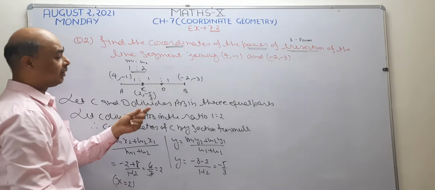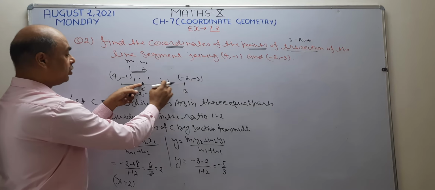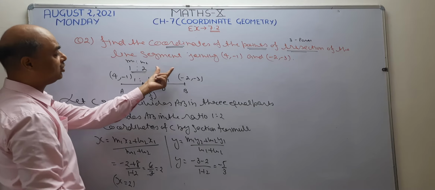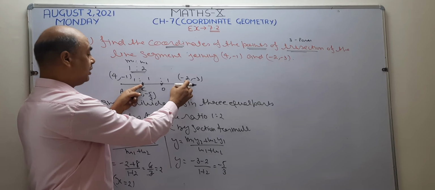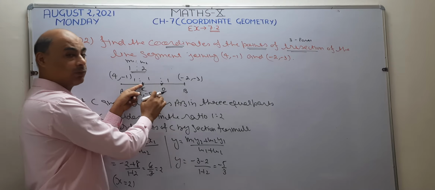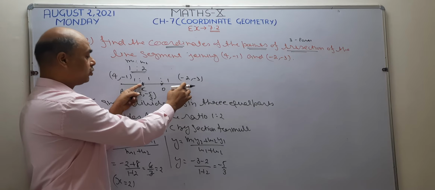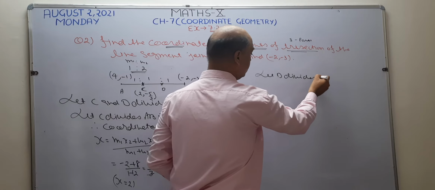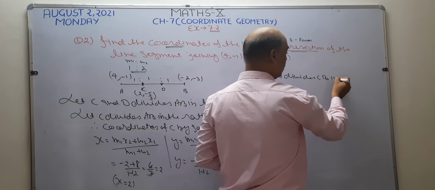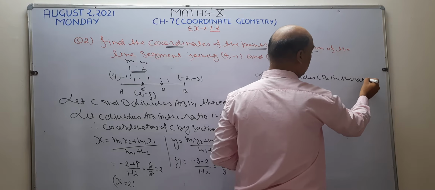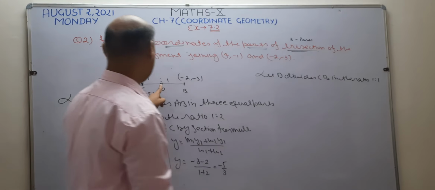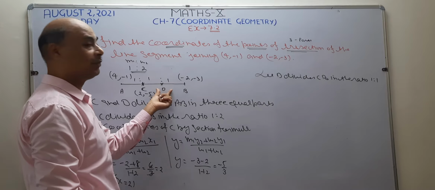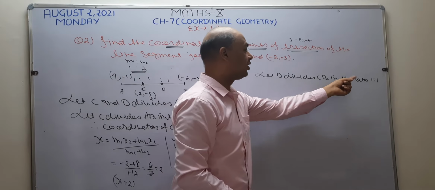When you use the midpoint formula, you have to take these coordinates. Now D is going to divide CB, not AB. When you take AB, you use the section formula. But when you take C and B, D is the midpoint. Okay, D is the midpoint of CB. So I write here, let D divide CB in the ratio 1:1. Now D divides CB in the ratio 1:1, and when the ratios are the same, we use the midpoint formula.